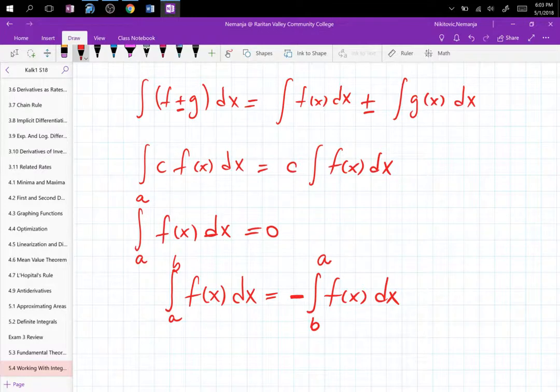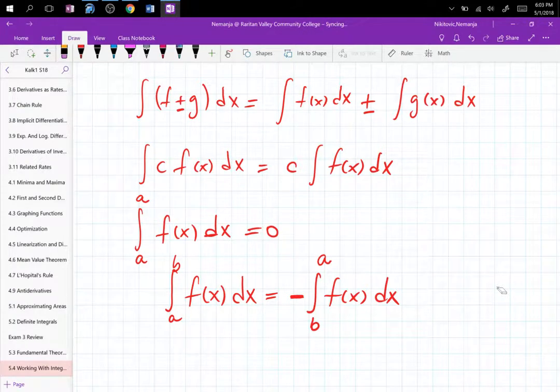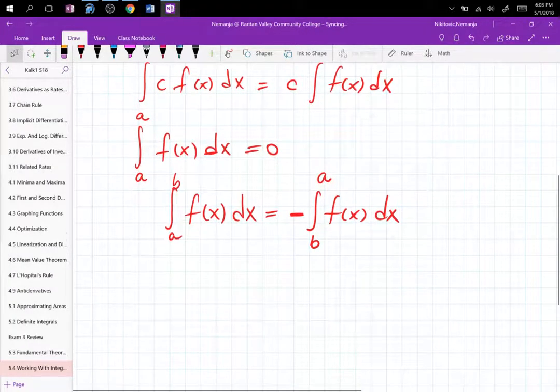That should also make sense because when you compute the integral on the left, you will have capital F of b minus capital F of a. And if you compute the one on the right, you will have negative capital F of a minus capital F of b. And when you distribute the minus, you get the left side, right? This is a proof, if anyone was interested in a proof, but as a rule, you are allowed to switch the order of integration.